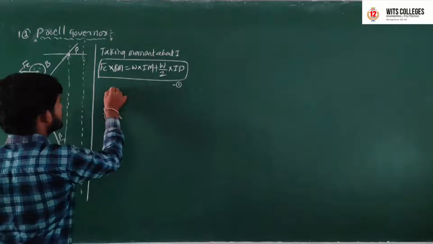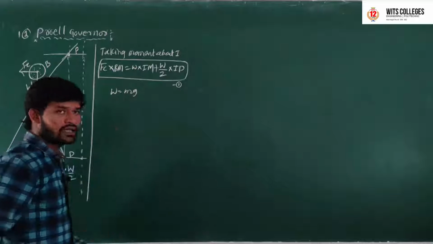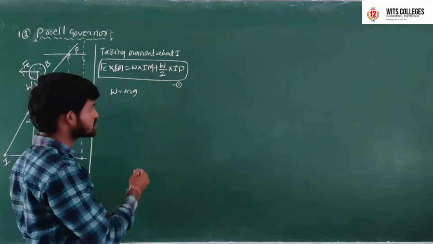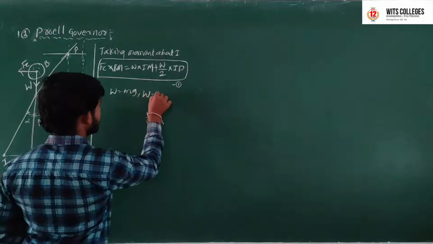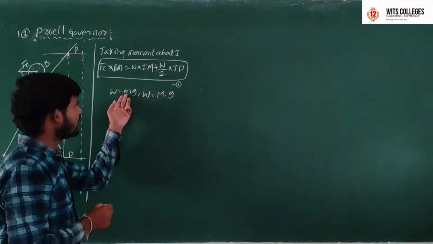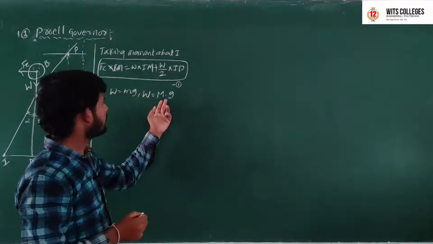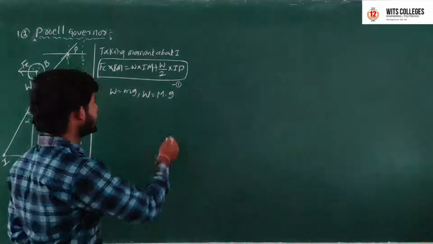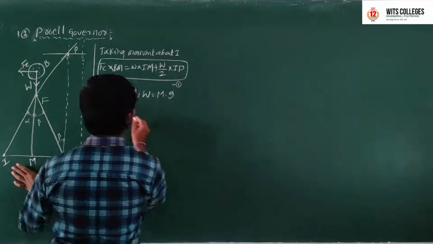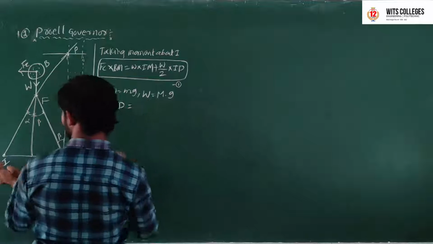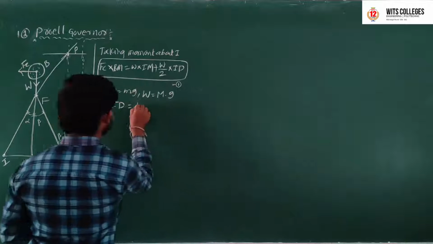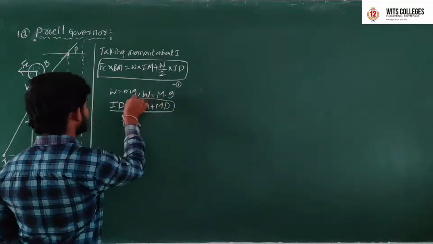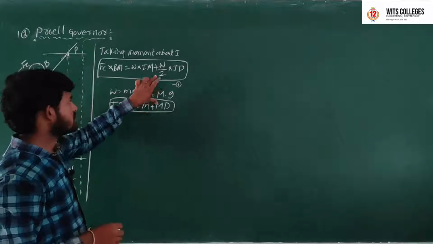Here we know that small w equals mg and capital W equals capital M into g. Small m is the mass of the ball, capital M is the mass of the sleeve. And the total length ID equals IM plus MD. Here we substitute these values in this equation.